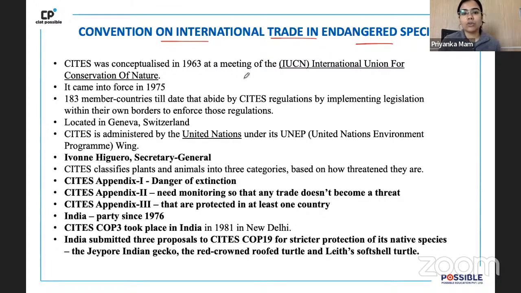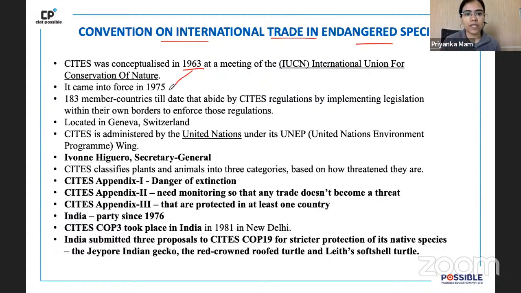All right, so COP19 took place, which is why this particular organization becomes important. And let's see what India has to say in this. So, Convention on International Trade in Endangered Species. This was conceptualized in 1963 at a meeting of the International Union for Conservation of Nature. IUCN is something that you're very, very familiar with.